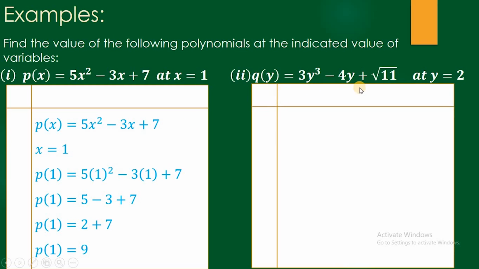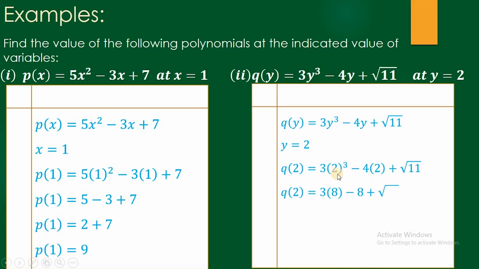And in the next example, you are asked to put y equal to 2. So we write down the question first, that is, the polynomial in variable y, q of y equal to 3y cubed minus 4y plus root of 11. You'll put y equal to 2: q of 2 equals 3 into 2 cube minus 4 into 2 plus square root of 11. And q of 2 equals 3 into 2 raised to power 3, which is 8, minus 4 into 2, which is 8, plus square root of 11. So q of 2 equals 24 minus 8 plus square root of 11, and 24 minus 8 is 16, plus square root of 11.